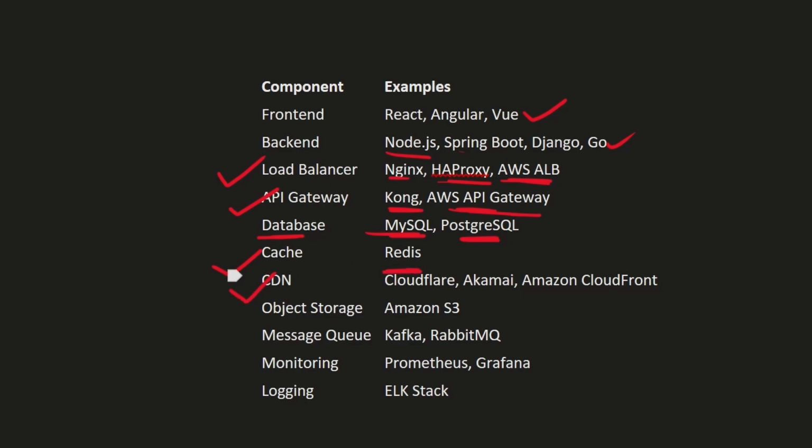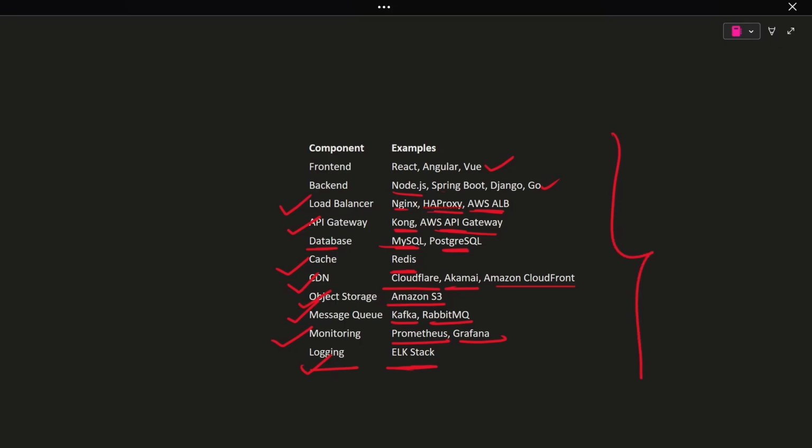For the content delivery network, CDN, Cloudflare, Akamai, Amazon CloudFront. For object storage, we have Amazon S3. For message queues, we have Kafka, RabbitMQ. For monitoring, we have Prometheus and Grafana. And for logging we have the ELK stack. So these are the popular frameworks for a full stack application or the complete software.